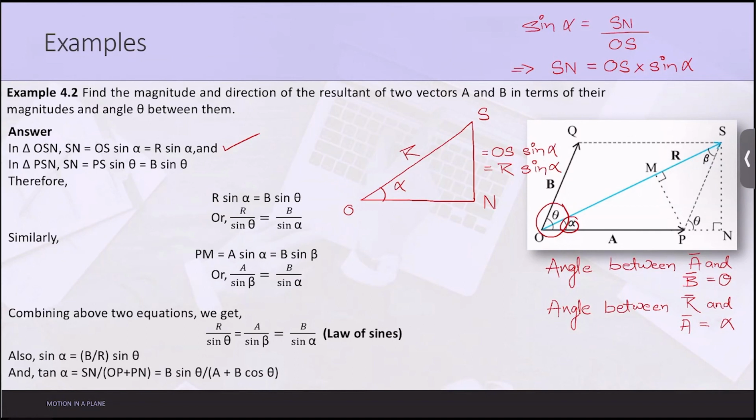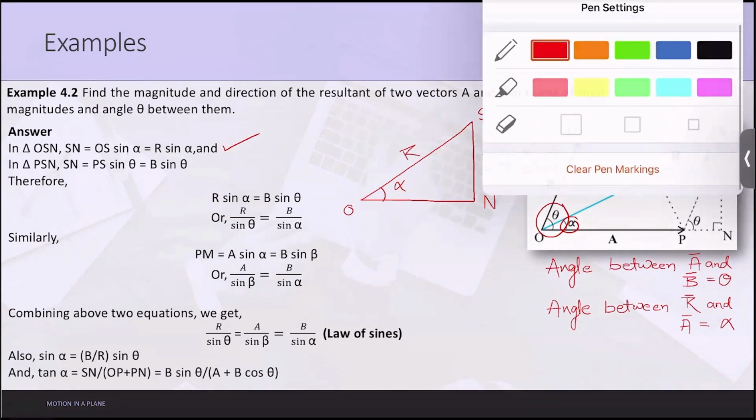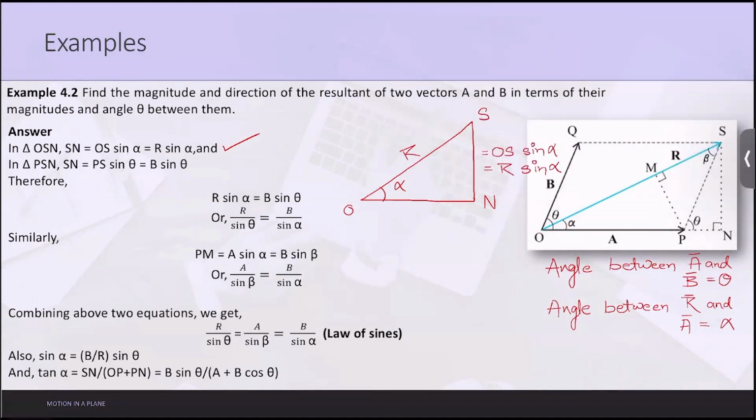Now in triangle PSN, fine. So let us now try to devise triangle PSN. Let me make a triangle PSN first for more clarity. So where is triangle PSN? Okay, so this small one is the triangle PSN. This is your P, this is your S, and this is your N.